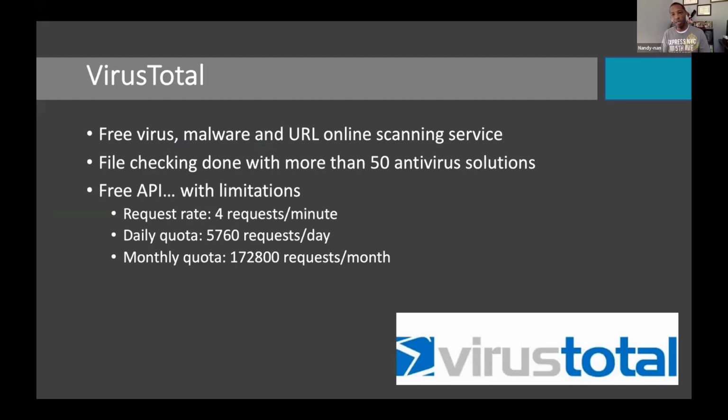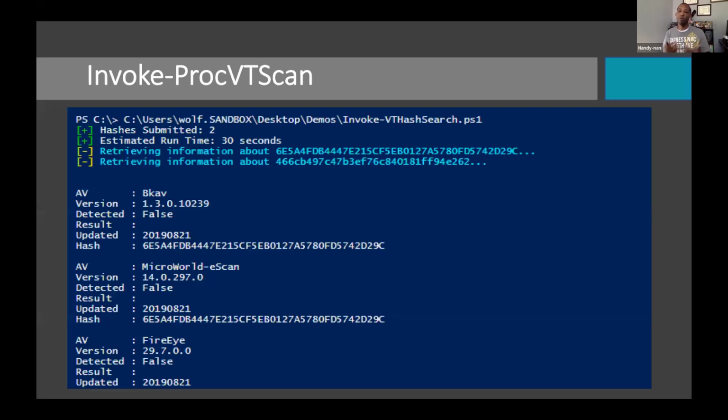Now, there are limitations: 4 requests per minute, 5,700 and some change requests a day, and we see the monthly quota. So using some PowerShell here, we're able to grab the hashes that we have already seen. If we haven't run those against VirusTotal, then we're going to send them out to VirusTotal. No need for us to send the same svchost with the same hash out to VirusTotal 500 times, right?